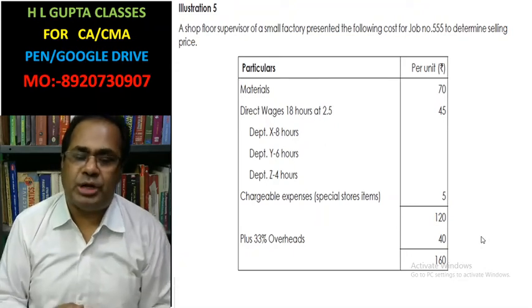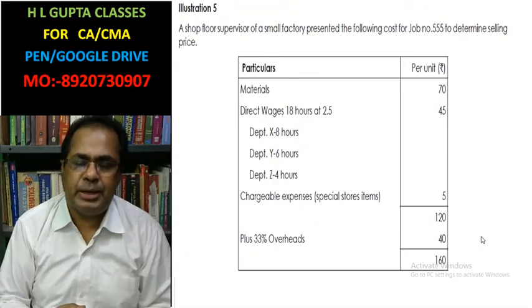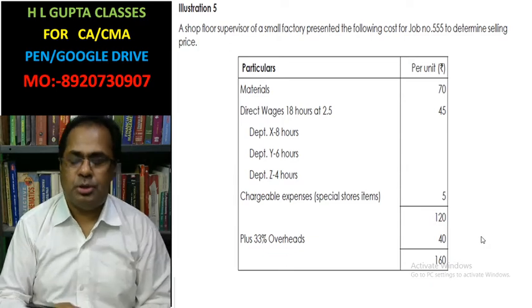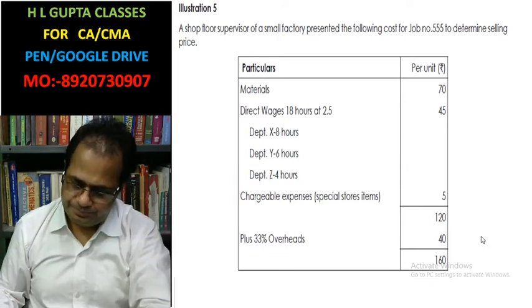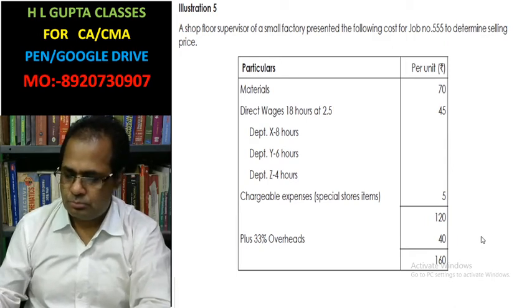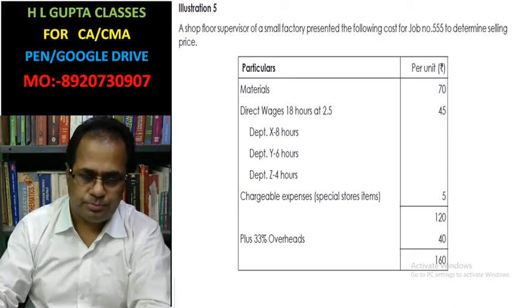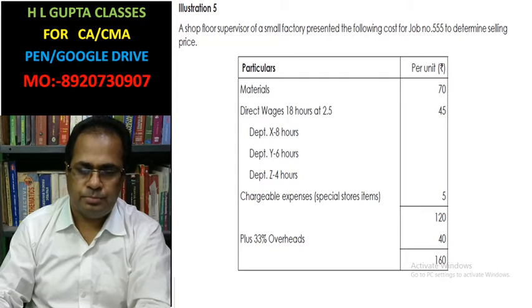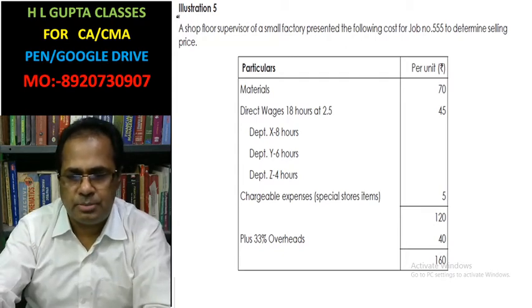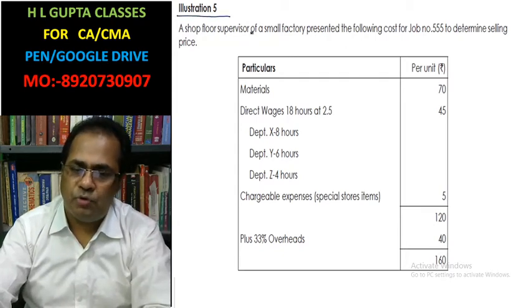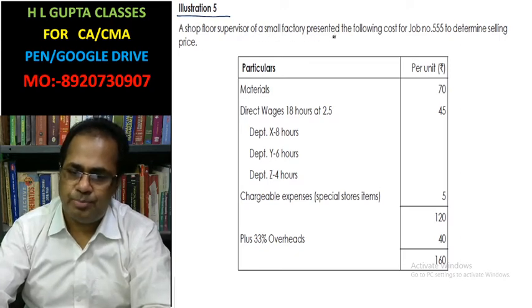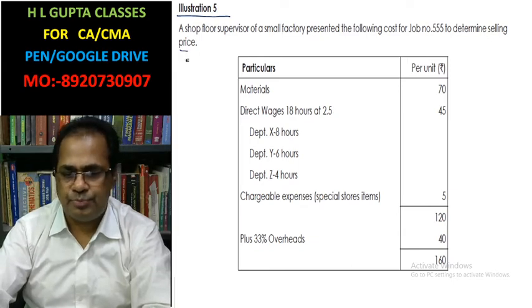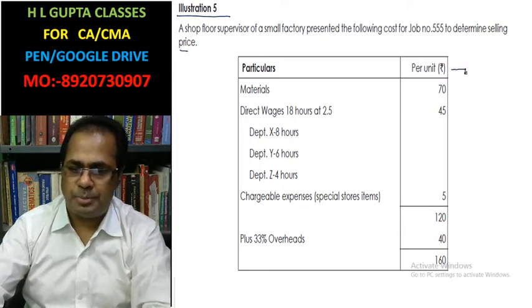Hello friends, I am going to discuss illustration number 5 of CMA Inter costing, job costing. Please read the question here. A shop floor supervisor at a small factory presented the following cost observations. Determine the selling price.